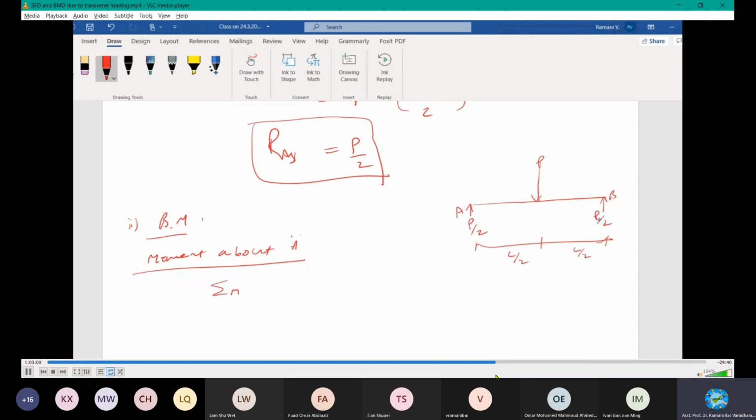Sigma moment at A is equal to 0. I have the answers already. Start from B to A. From B, it is the anticlockwise rotation. So P by 2 into L minus P into, this is clockwise direction. When you keep the clock here.